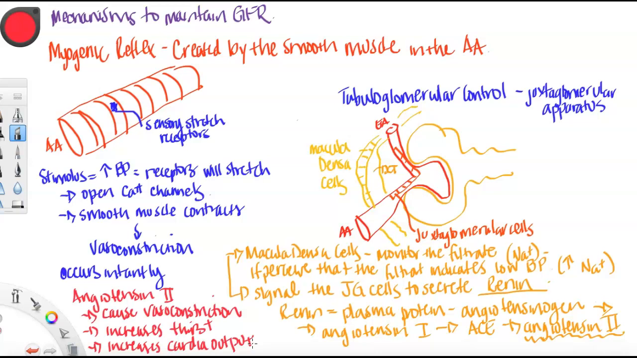Okay, so this is not going to happen immediately. It's going to take a bit because we've got to do a few things. The macula densa cells have to alert the juxtaglomerular cells. That has to secrete the renin. Renin has to find angiotensinogen, and angiotensinogen turns into angiotensin I. Then we've got to find ACE, and then ACE finally turns it into angiotensin II. So this is how we maintain that glomerular filtration rate.